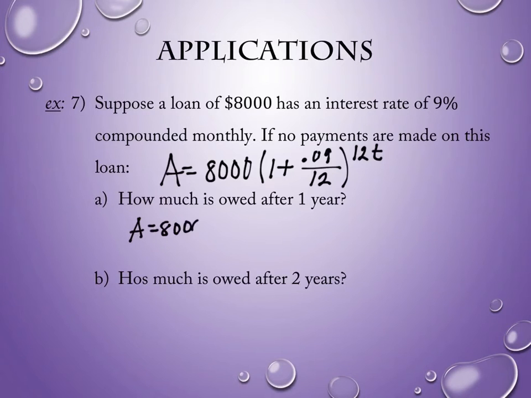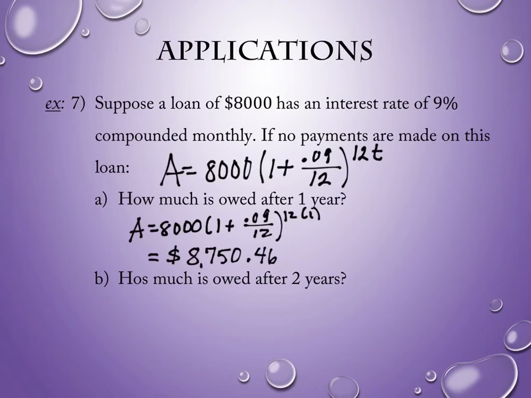So we need 8,000. I have 1 plus 0.09 over 12 to the 12 times 1, because it's 1 year. And because this is money, unless you're told otherwise, we're going to round to 2 decimal places, right? And we have to make sure we do a dollar sign as well. This one is actually $8,750.46.